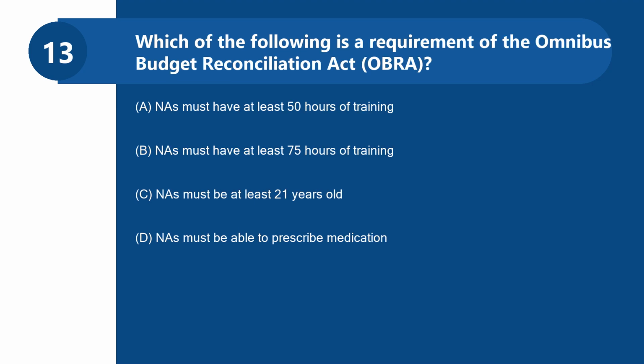Question 13. Which of the following is a requirement of the Omnibus Budget Reconciliation Act (OBRA)? Option A. NAs must have at least 50 hours of training. Option B. NAs must have at least 75 hours of training. Option C. NAs must be at least 21 years old. Option D. NAs must be able to prescribe medication. The correct answer is option B, NAs must have at least 75 hours of training.